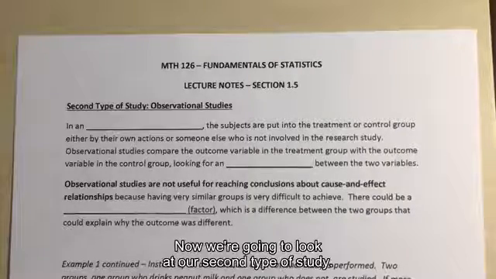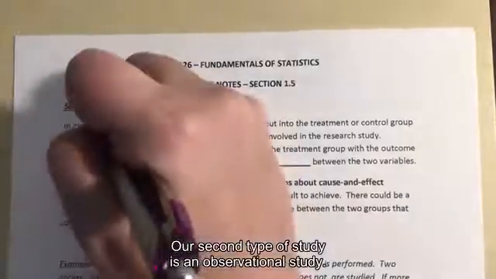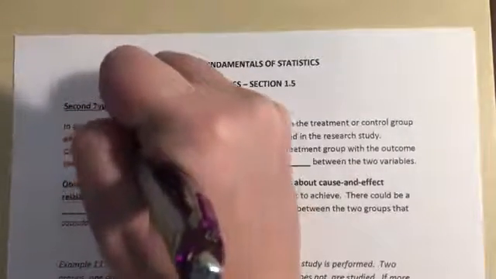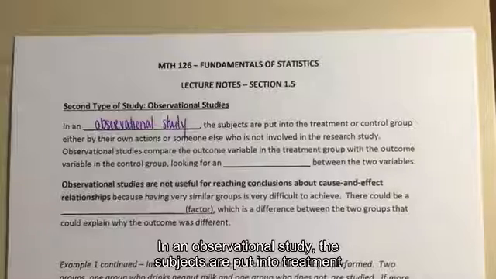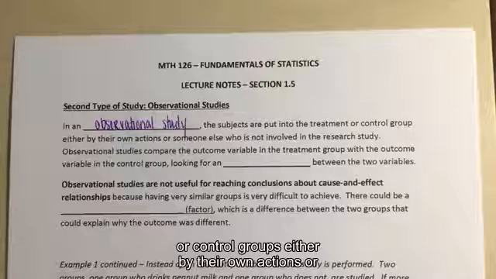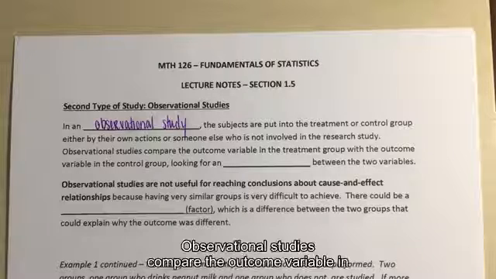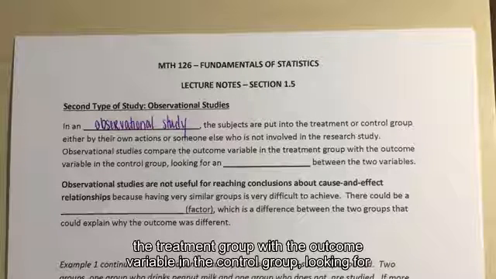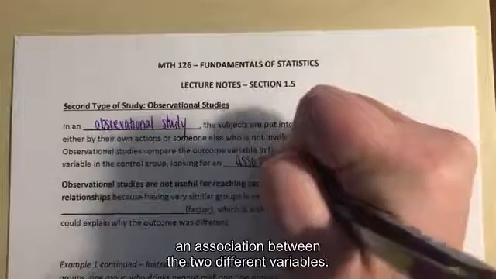Okay, so now we're going to look at our second type of study. Our second type of study is an observational study. In an observational study, the subjects are put into treatment or control groups, either by their own actions or someone else who is not involved in the research study. Observational studies compare the outcome variable in the treatment group with the outcome variable in the control group, looking for an association between the two different variables.